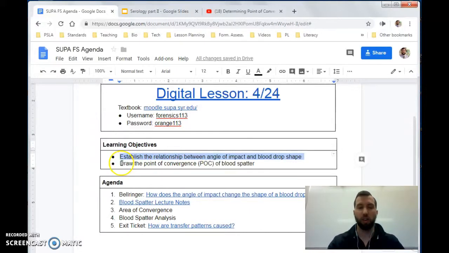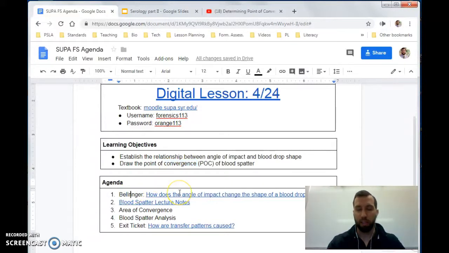And today's new learning objective is that we're going to draw the point of convergence, or the POC, of blood spatter. So this word convergence means where things meet. So basically, we're going to draw some lines for the blood drop to figure out where they came from.